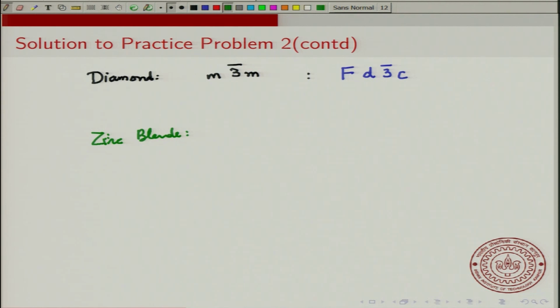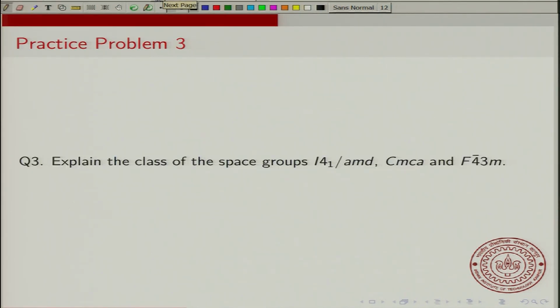Now, in this case you do not have the full symmetry of the cube. In fact, the point group is 4 bar 3 m, and in this case the space group, again it is face centered, it is just F 4 bar 3 m. So, there are no glide operations or no screw axis. Okay. So, one more example, and then we will conclude this week.